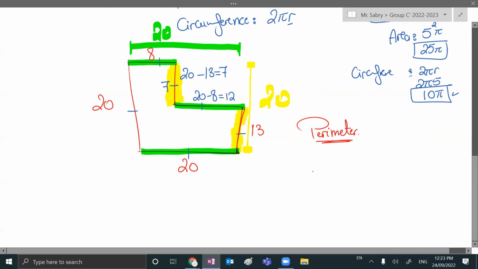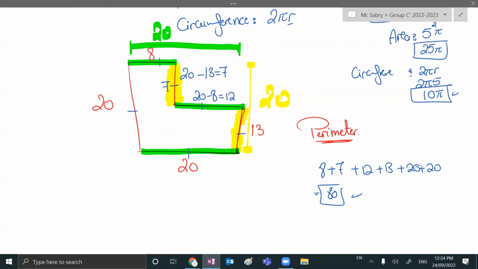Now add all of the outer sides together. So it's 8 plus 7 plus 12 plus 13 plus 20 plus 20. Does that make sense? 80, perfect. Everyone, does this make sense? Perimeter is easy now? Yes. Awesome.